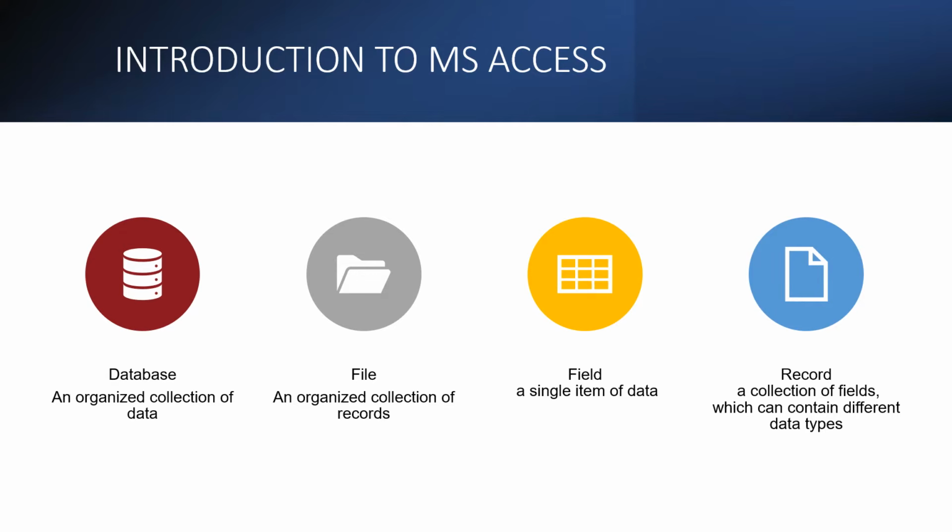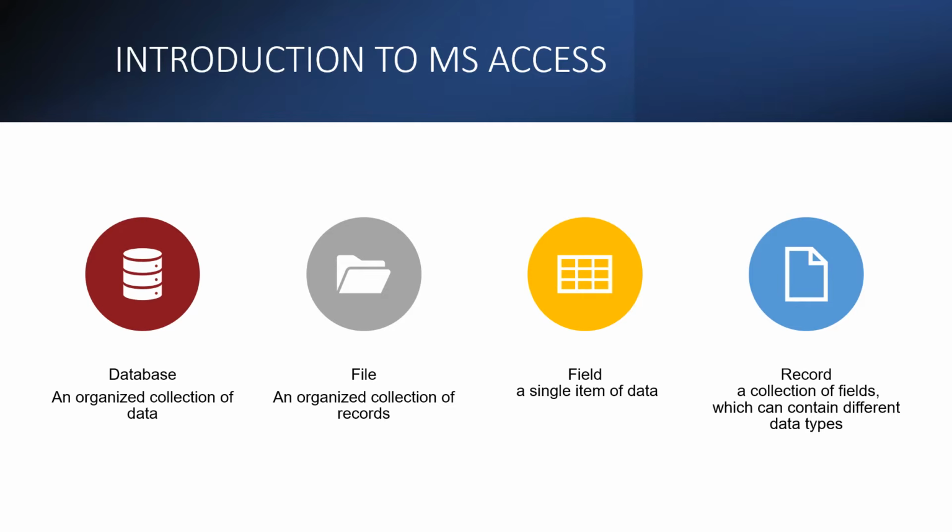Next up is field. Now a field is a single item of data, and each field can contain only one type of data, for example a text, numbers or a date. A record is a collection of fields, and a record can contain different data types.